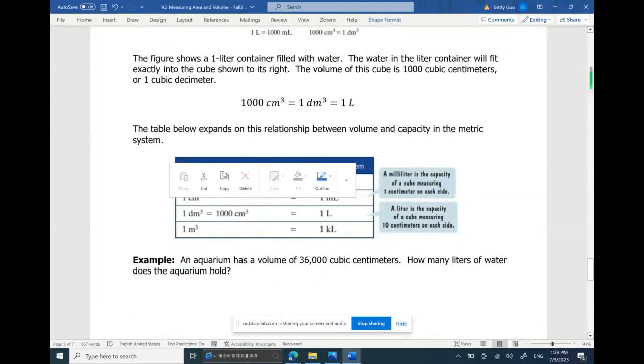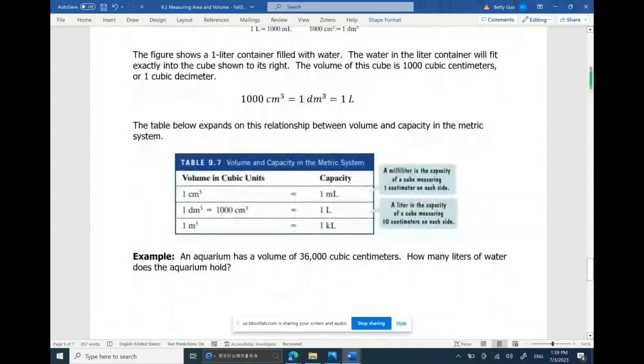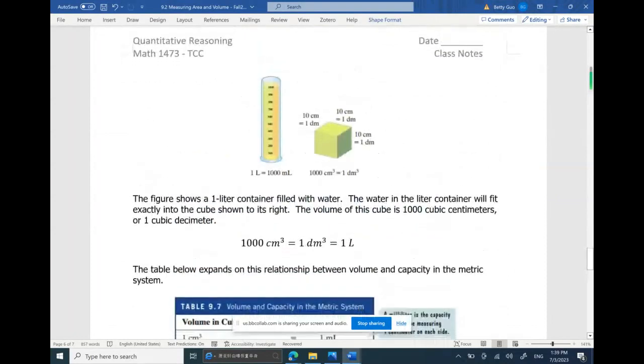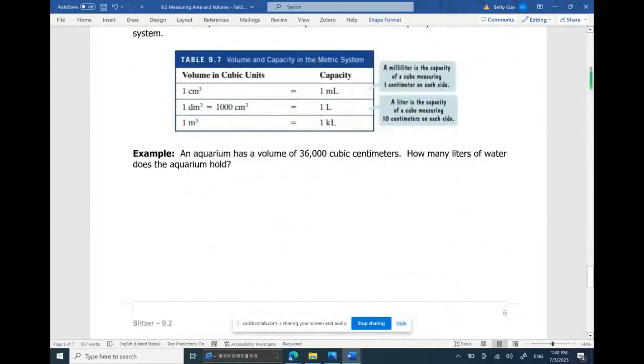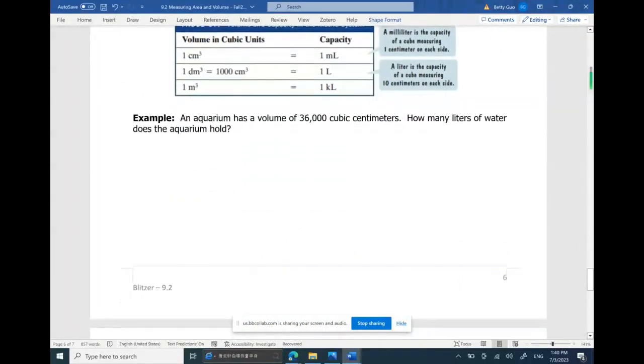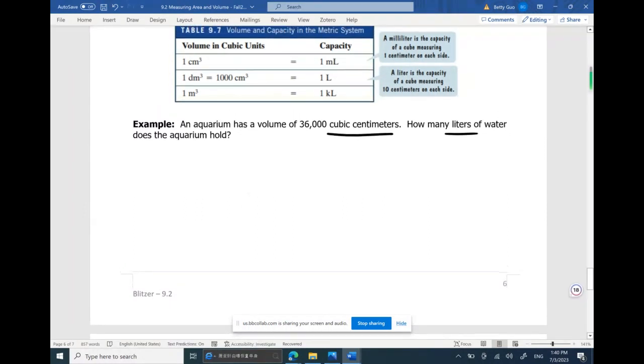Next question is in the metric system. Similar to the linear dimensional conversion, this is three-dimensional. Let's see this problem. An aquarium has a volume of 36,000 cubic centimeters. How many liters of water does the aquarium hold? So from cubic centimeters to liters.